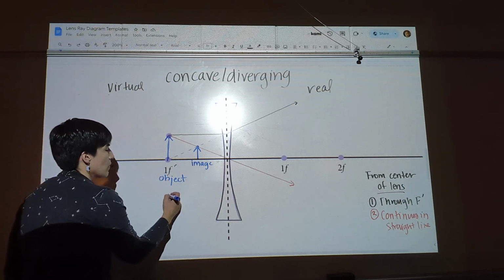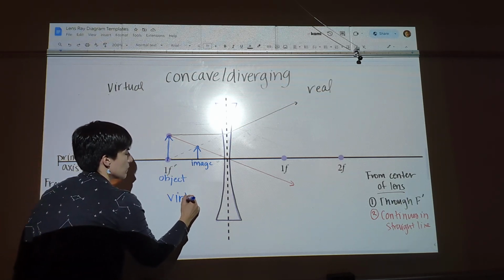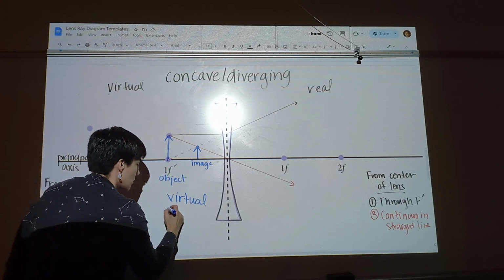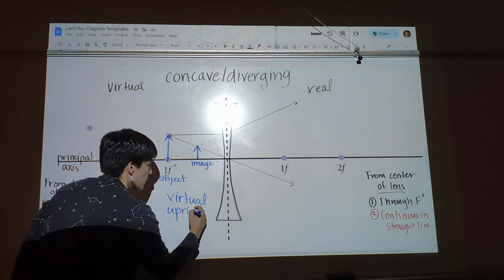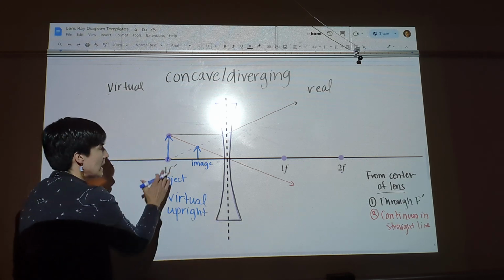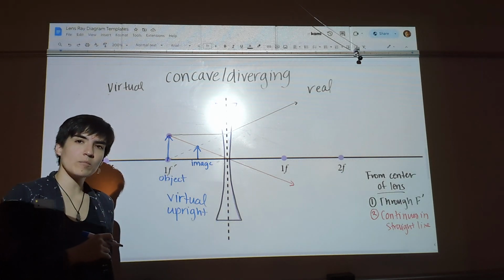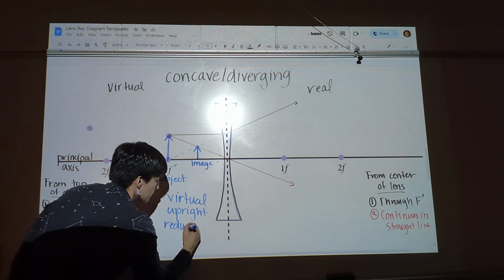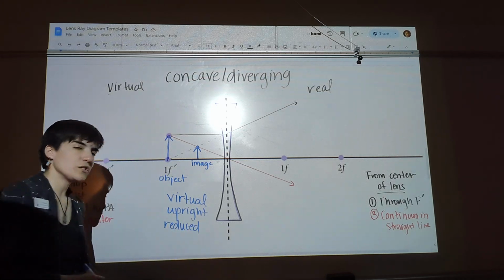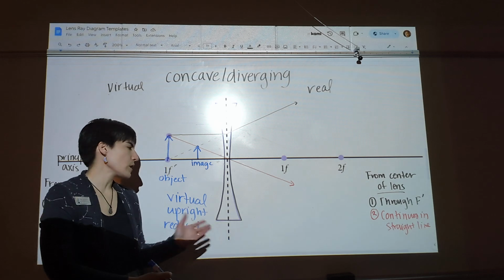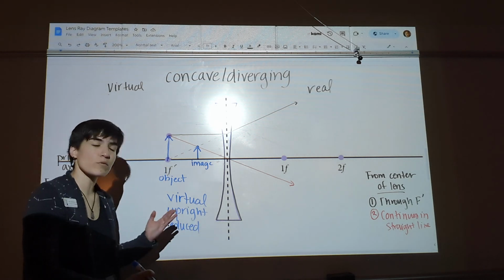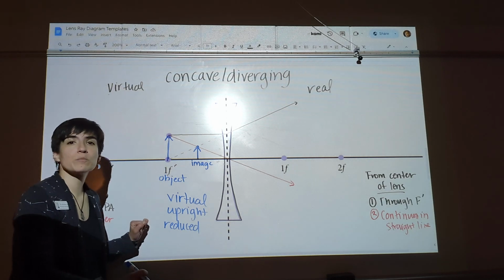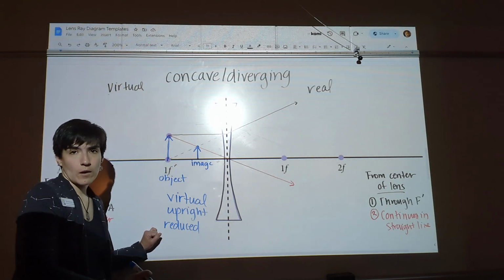It is existing on the virtual side. It is also the same direction as it started. It is still upright. It has not been inverted. And lastly, if we compare the size to the object, it is reduced. It has been shortened. It is smaller. And what you need to know is that every single image you create with this diverging lens will create the same three things. It'll be a virtual image, it will be upright. However, it will also be smaller than the original object.